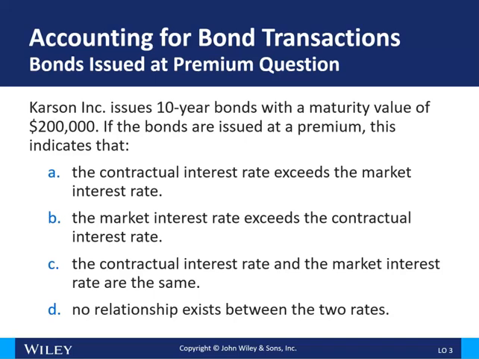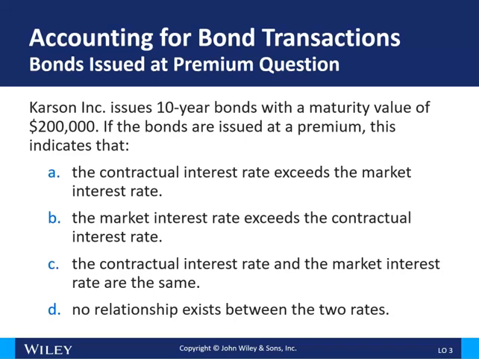So, questions about bonds issued at a premium. If Carson issues 10-year bonds with a maturity value of $200,000, and the bonds are issued at a premium, this indicates which of these is true. The contractual interest rate exceeds the market interest rate. The market interest rate exceeds the contractual interest rate. The contractual interest rate and the market interest rate are the same, or there's no relationship between the two rates.